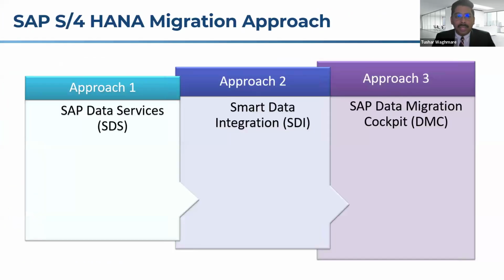So these are the 3 migration approaches when we are looking at SAP S4HANA. The first approach is SDS, which we call SAP Data Services. It is an ETL tool poised to improve data quality and migration related services. The second approach is Smart Data Integration, SDI. This is again an ETL tool that supports data extraction from various source systems to SAP HANA. The third approach is the SAP data migration cockpit. This approach involves 3 different methods for transferring data to S4HANA, like the file method, staging method, and direct transfer.